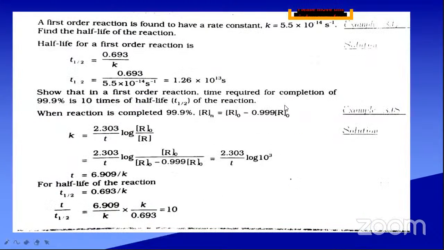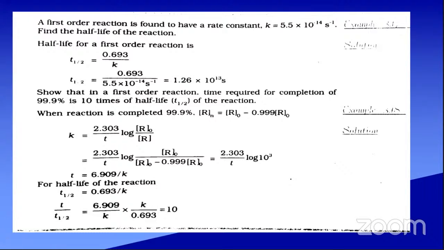Then numerical problems regarding this. This is a question, actually a problem. What is the problem given? A first order reaction is found to have a rate constant given. Then find out the half life of the reaction. Okay, this is the problem. What is given? The rate constant is given here. The K value is given and we are asked to find out the T half.